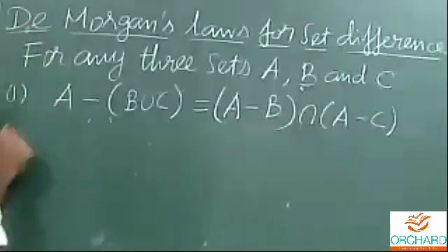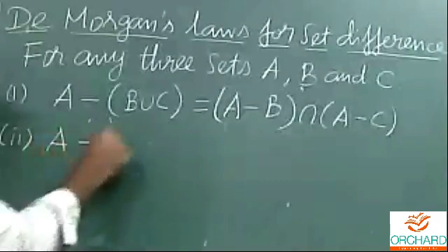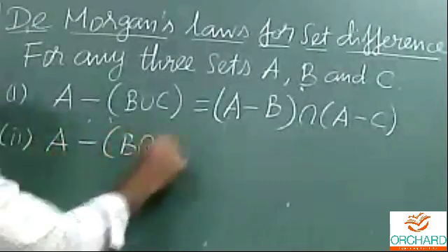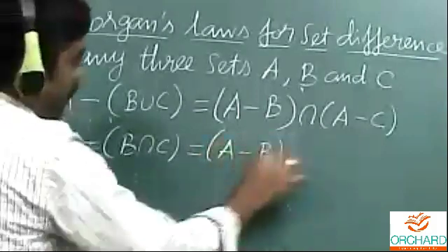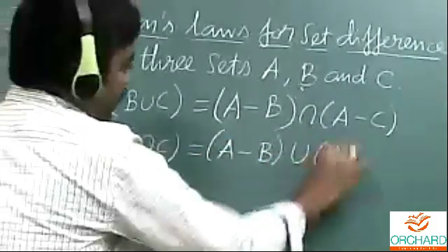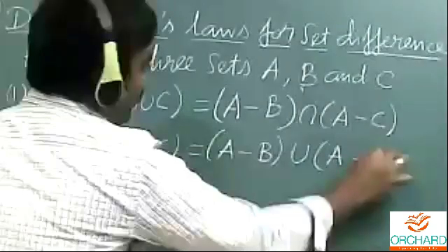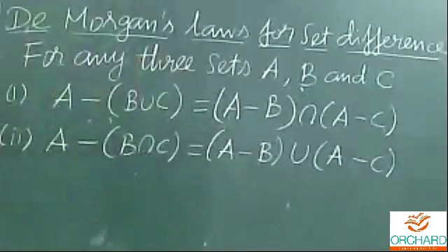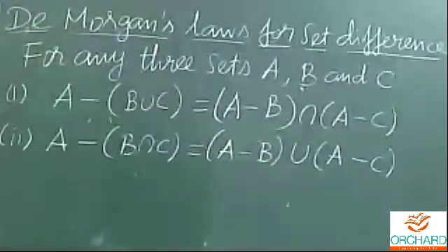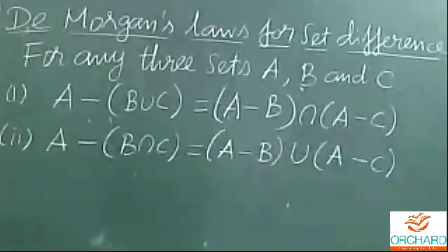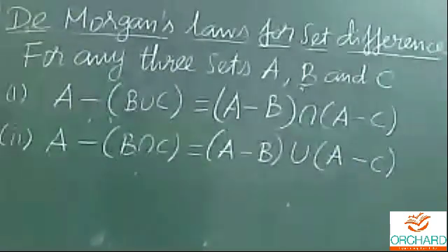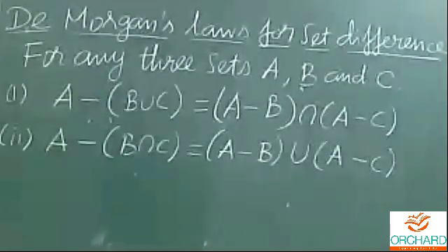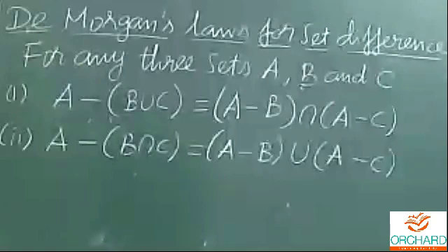Second one: A difference (B intersection C), which is equal to (A difference B) union (A difference C). Yes, this is the De Morgan laws for set difference. This is the idea for the De Morgan laws of set difference.